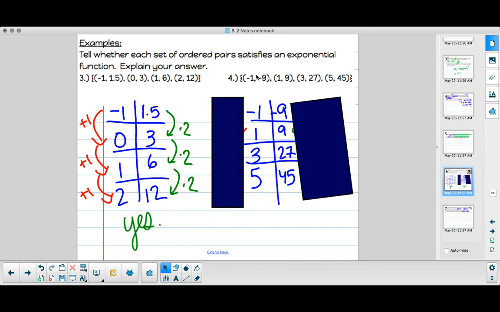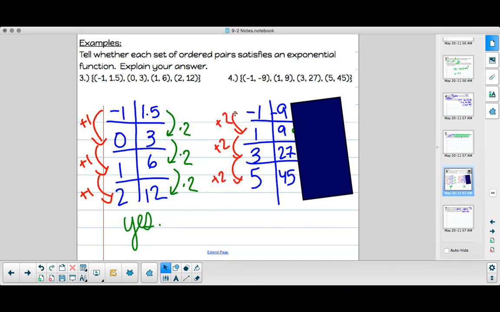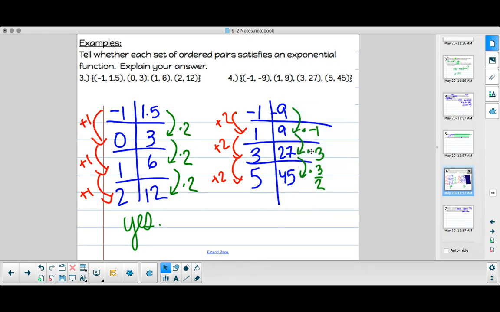Our second example, when we put it in table form, our x's are increasing by 2 each time. And when we look at our y values, to get negative 9 to turn into positive 9, you're multiplying by negative 1. However, to get 9 to equal 27, you're multiplying by positive 3. And to get 27 to be 45, you're multiplying by 3 halves. Because we do not have common ratios, we're multiplying by a different number each time here. This is not an exponential function.